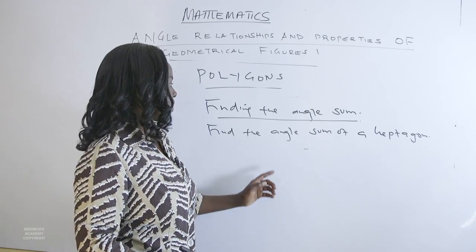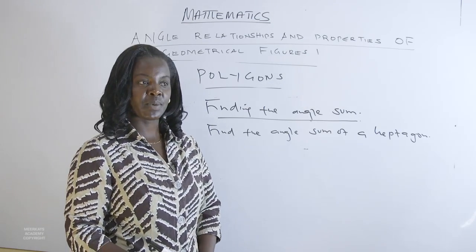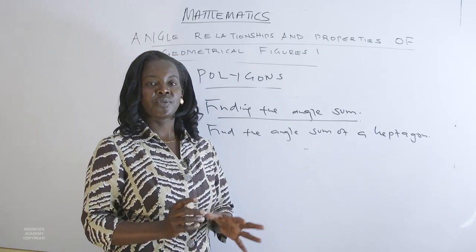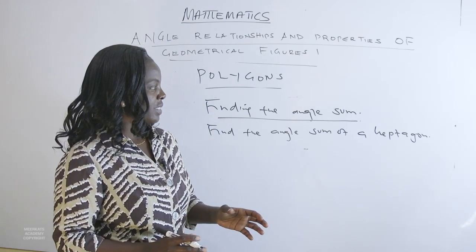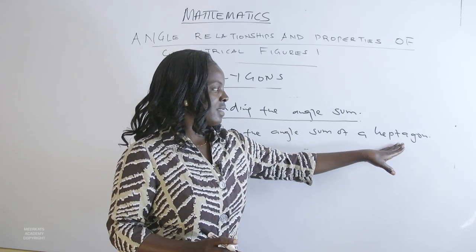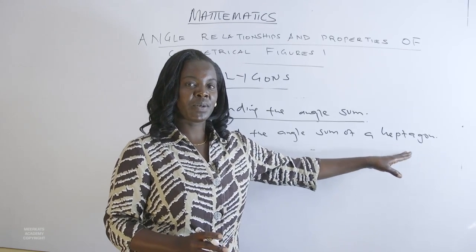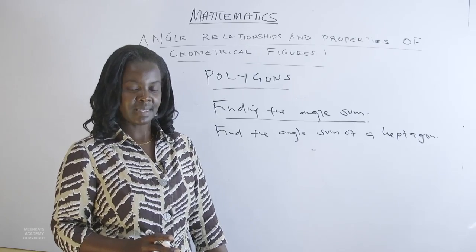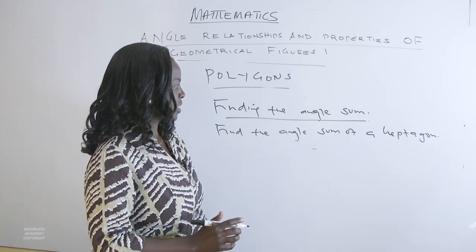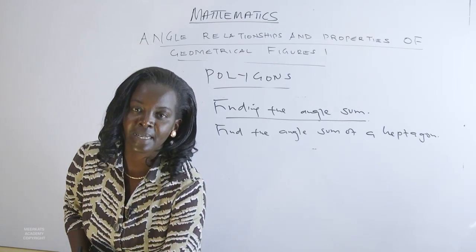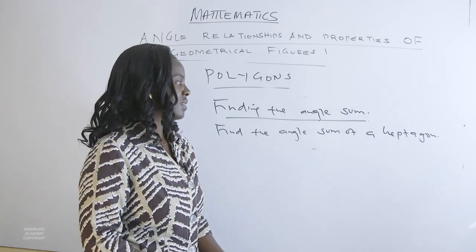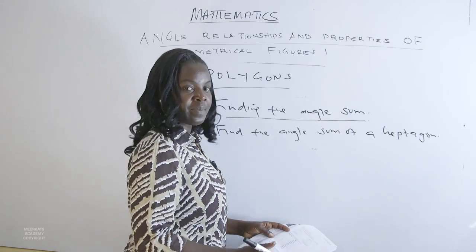So let us find the angle sum of a heptagon. The first thing that you need to know is to be able to understand the name of the polygon with the number of sides. So before we continue, we can look at the different types of polygons with their different names.